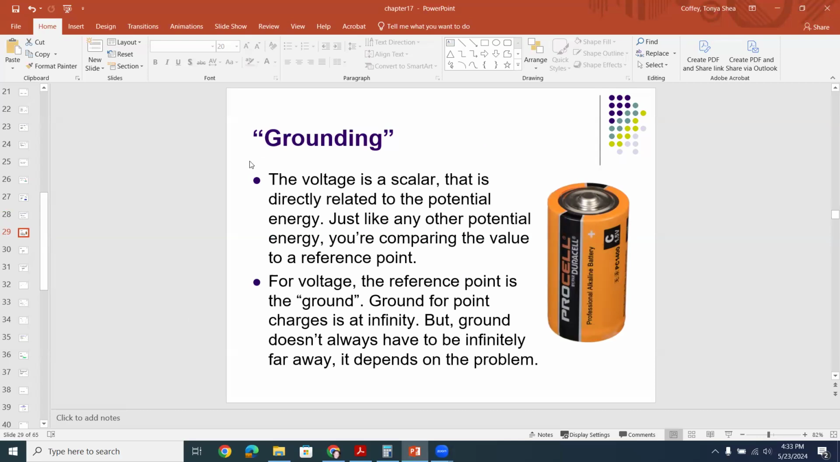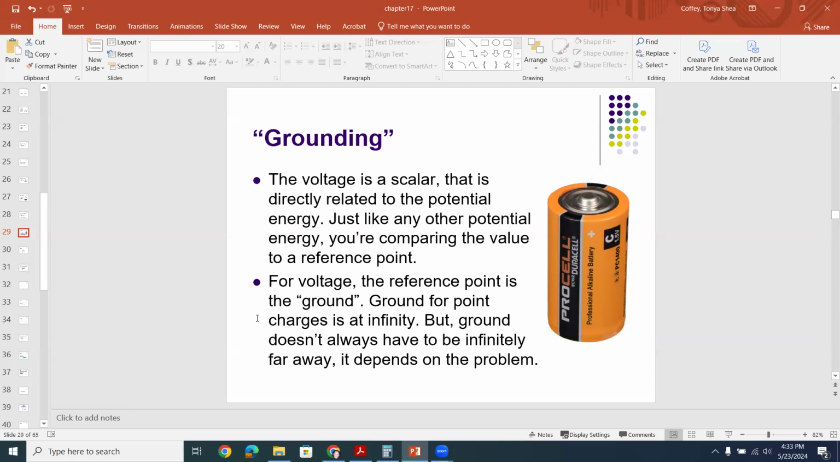Okay, now, remember, your voltage is a scalar. Your voltage is directly related to your potential energy. And just like any other potential energy, you're comparing that value to a reference point. For voltage, that reference point is called the ground. That's what we call it in electrical terminology a lot of times. So if you see that term, that's what that means. Ground for point charges is at infinity, okay? Because of the kq over r, and as r goes to infinity, V goes to 0.